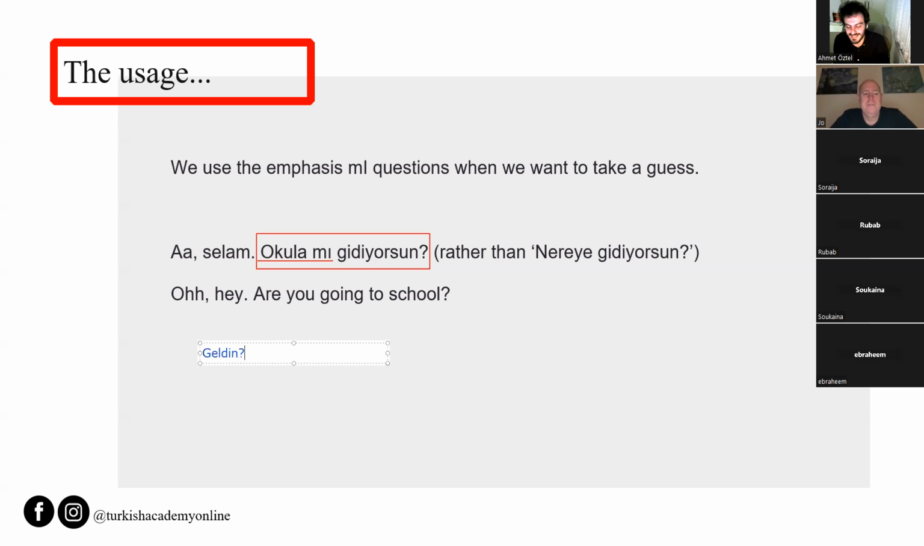Like, it's not a question word. It basically means you came. But when someone comes to your house, they are like, oh, geldin, like, oh, did you come? Something like that. But yeah, in Istanbul Turkish, we need mı/mu.